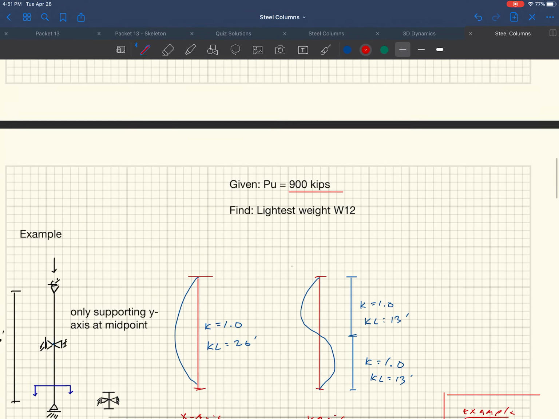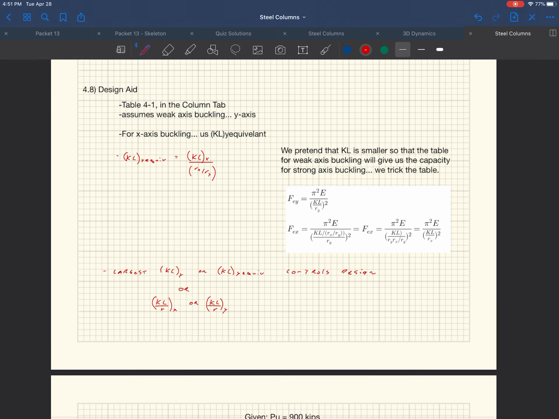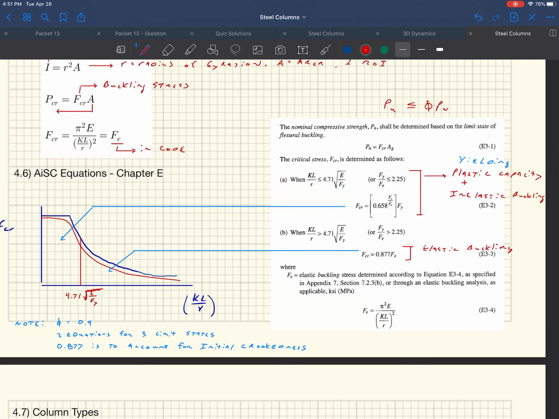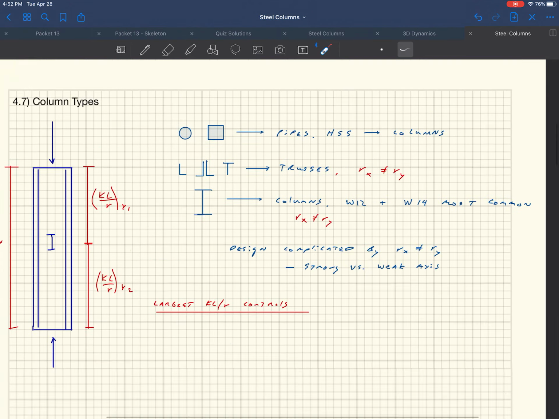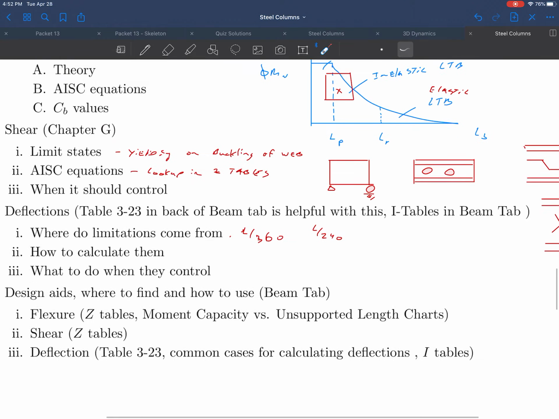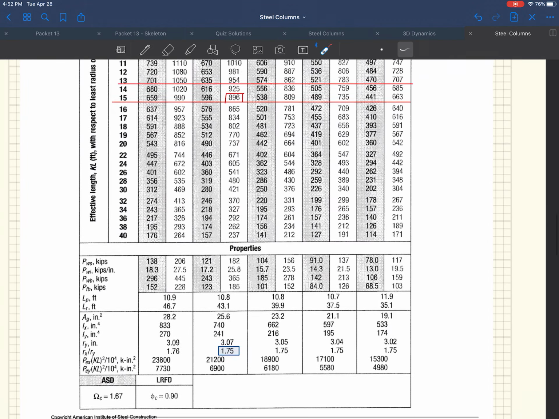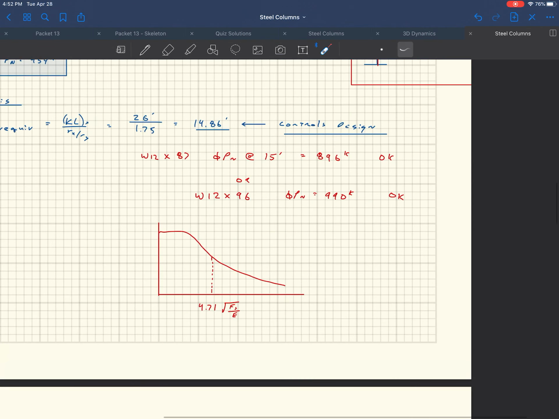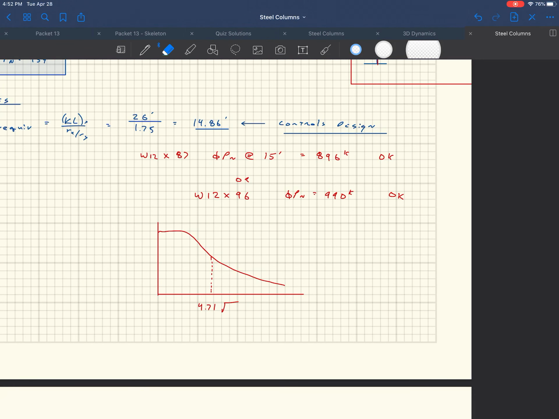Let me just double check. And that's that border. Or E over Fy, rather. I had it backwards there, okay? It's this number right here. Is KL over r greater than 4.71 or less than 4.71 times the square root of E over Fy? So let me correct that down below here. All right, E over Fy.